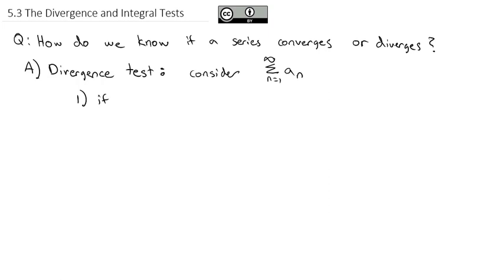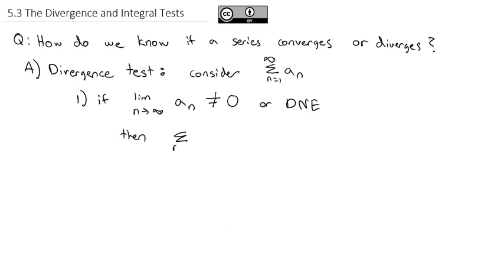If the limit as n goes to infinity of those individual terms is not equal to 0, basically, what that means is as we get up to infinity, are we adding numbers or are we adding 0? If we're adding 0, it may or may not converge. But if we're adding anything else but 0, it's definitely not going to converge because it's always going to be getting bigger and bigger. In fact, that also works if the limit does not exist or if the limit is infinity.